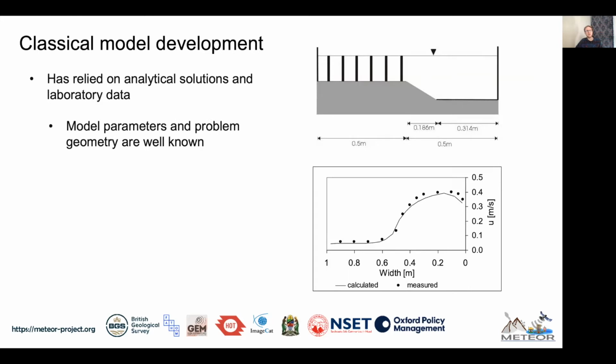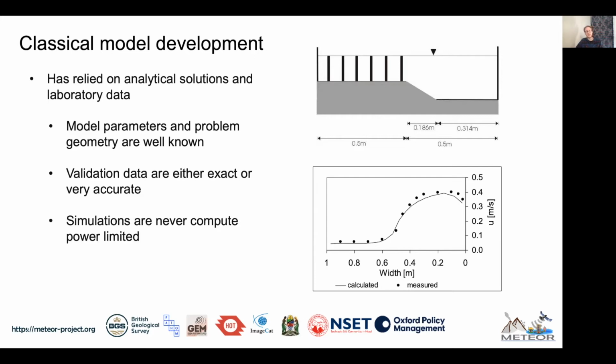Now, in these kinds of scenarios, the model parameters and geometries were very well known. And the validation data were either exact if you're undertaking a specific analytical solution, or very accurate because it's a small scale constrained problem. And as such, simulations were never limited by the power of compute because you were looking for an exact solution. And this led to the paradigm of incremental added complexity, which was fundamentally to say that we were trying to solve very small, simple problems. And if you wanted to solve more complex problems, you had to add more complexity. And very quickly, this became impossible to handle.